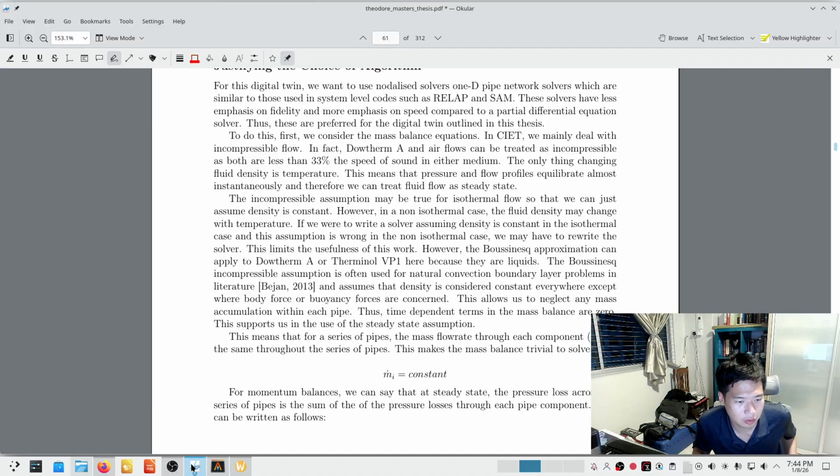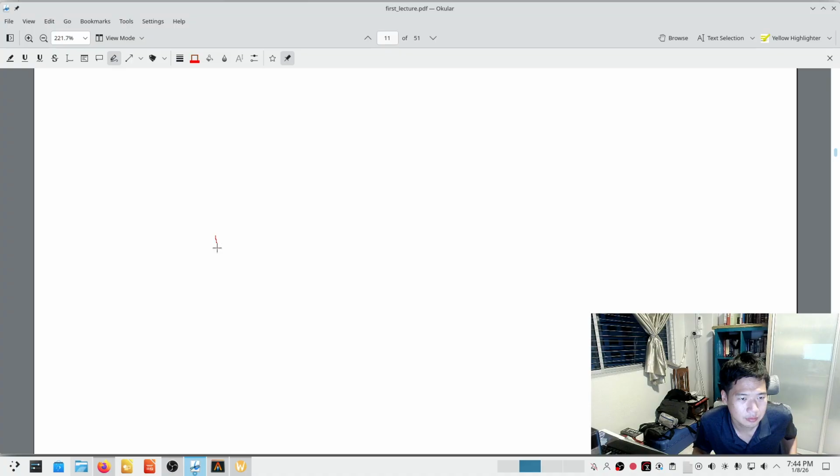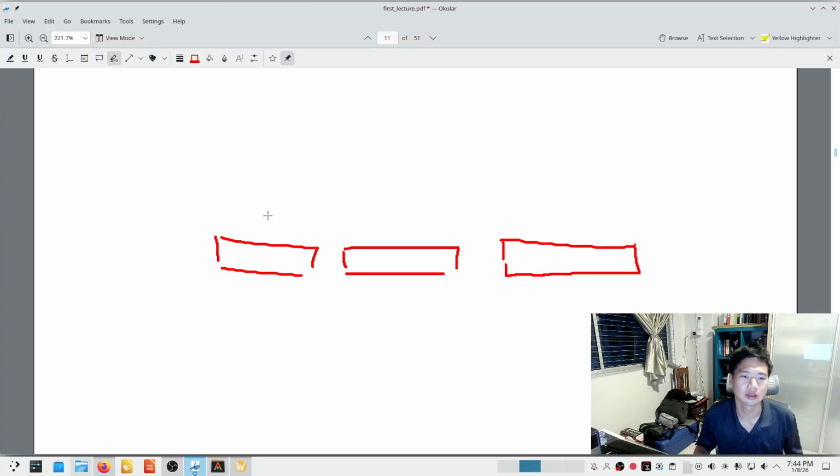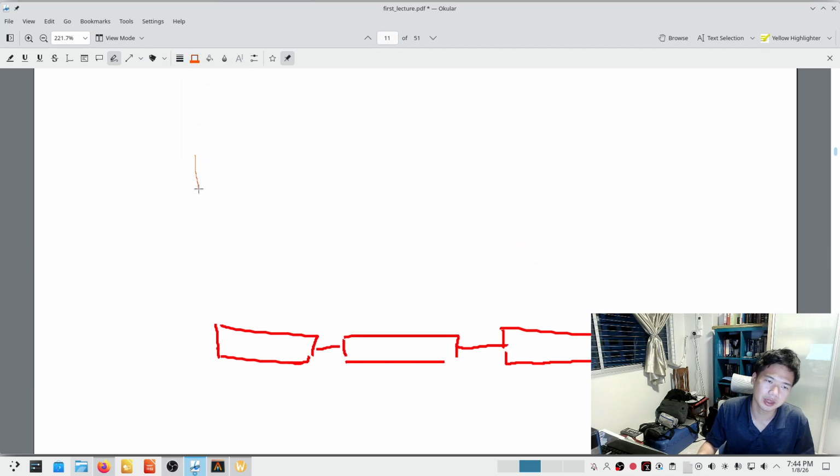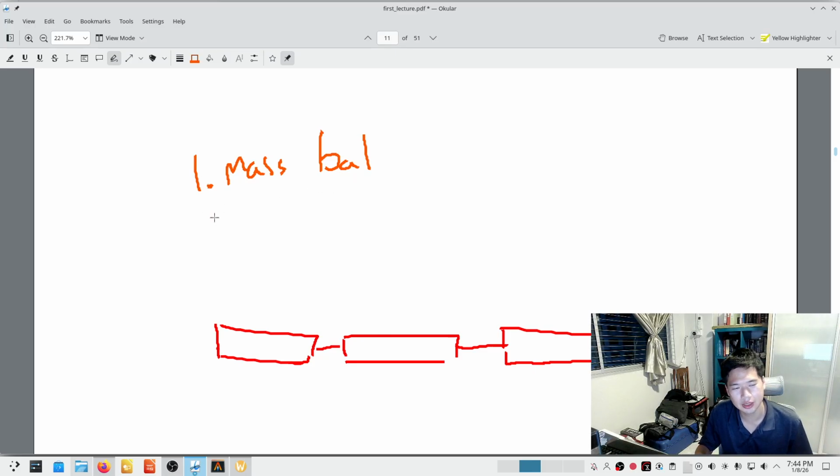So for fluid mechanics, basically, let's say this is engineering 101. Let's say you have a series of pipes, and they are connected in series. To solve for fluid mechanics, there are two kinds of balances we need to solve. One is the mass balance, which basically says mass cannot be created or destroyed. It has to flow from one point to another. Second of all, it's the momentum balance.